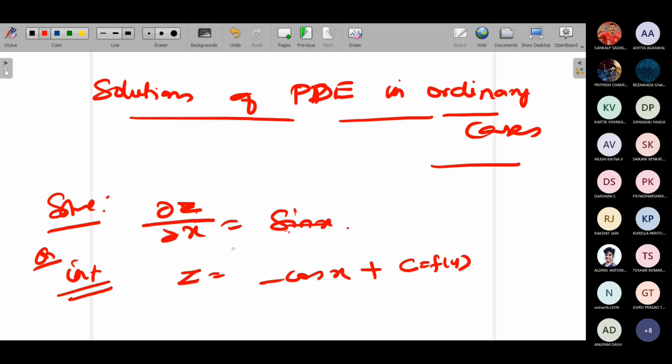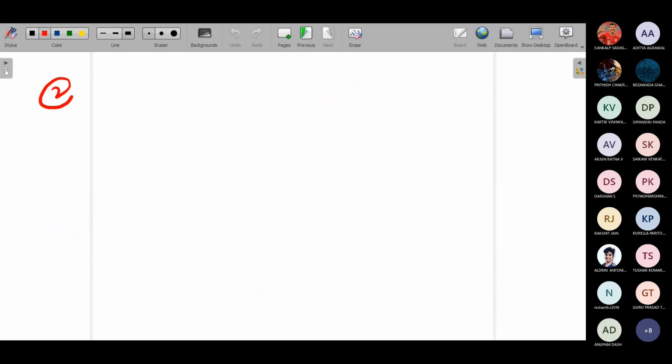So you have an equation, you integrate it, and you try to find the solution. Suppose you take a similar one. Solve dou square z by dou x square equal to sin y. I have dou square z by dou x square is equal to sin y.